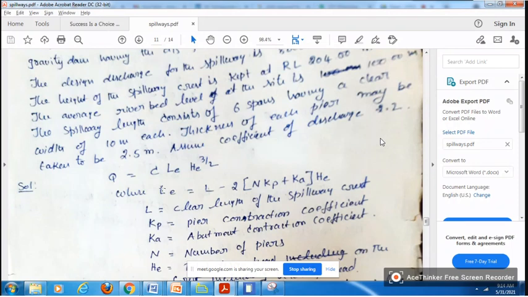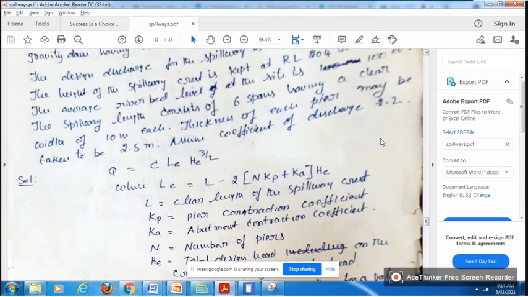But the problem here is that to calculate L_e, we should also know He. Okay. So how can you calculate L_e? If we want to calculate He, we should know L_e, but to calculate L_e, He is also unknown here. Therefore, there is a trial and error procedure. First, you have to assume some L_e value.